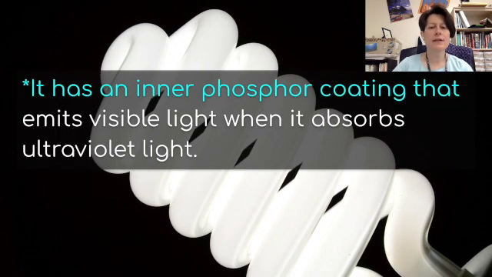It has an inner phosphor coating that emits visible light when it absorbs ultraviolet light. What happens is you produce electricity in this, and the electrons that are moving will produce UV light, and that light will hit the coating of these bulbs. That's why they have a coating on them, and that produces visible light.